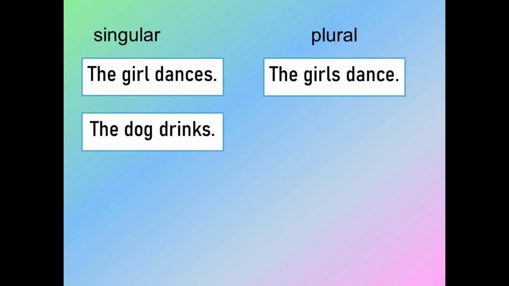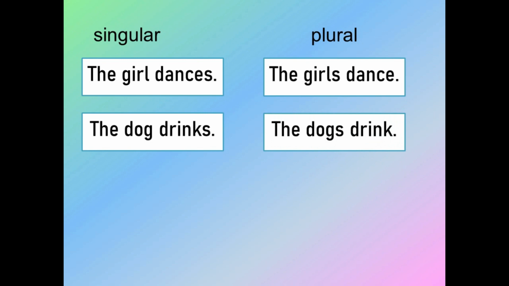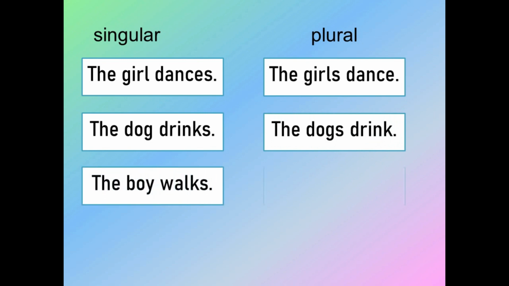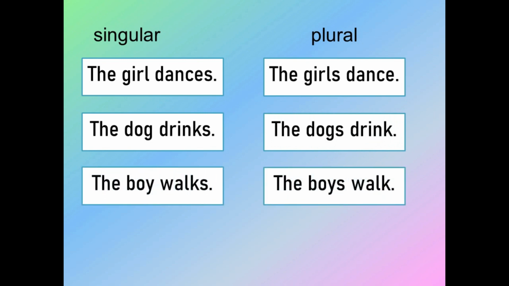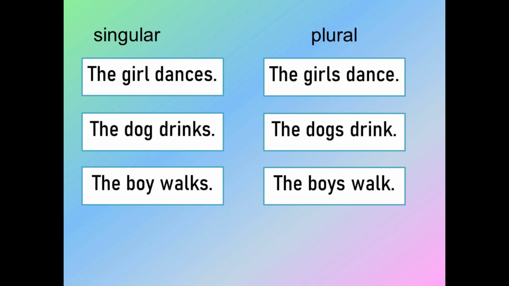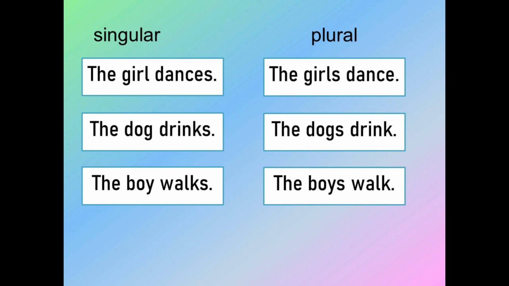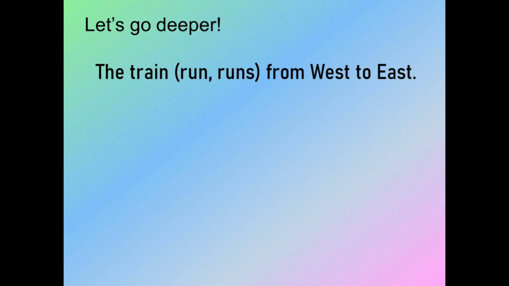Now let's go to the third example. For the singular, we have the boy walks. Always remember that if the subject is singular, its verb must be singular also. And if the subject is plural, the verb must also be plural. Now let's go deeper. The train runs from west to east.